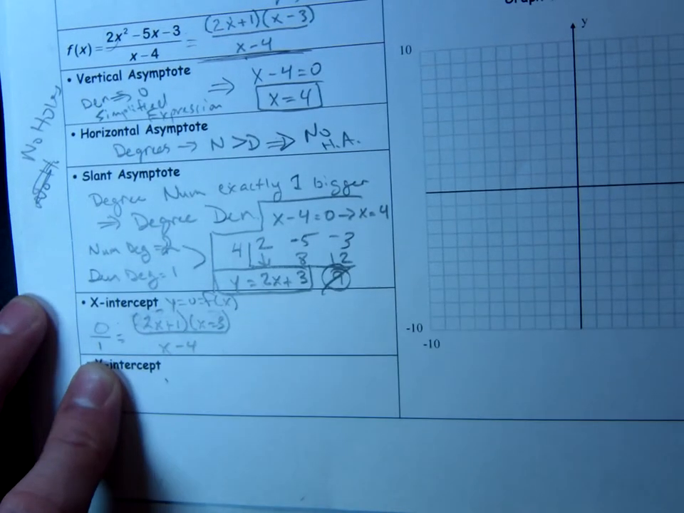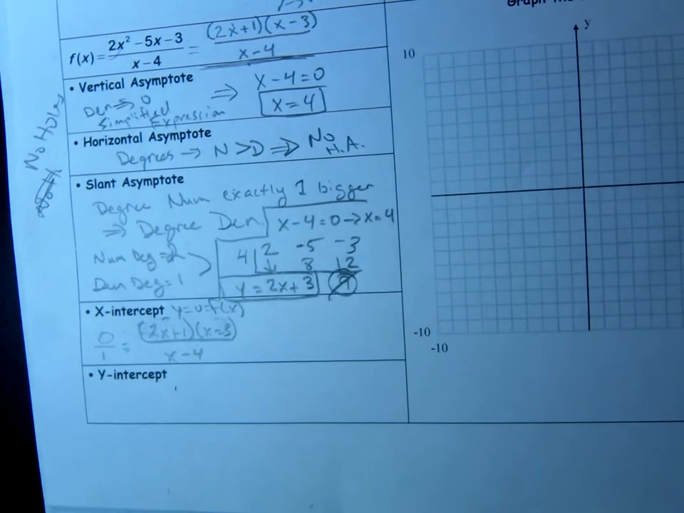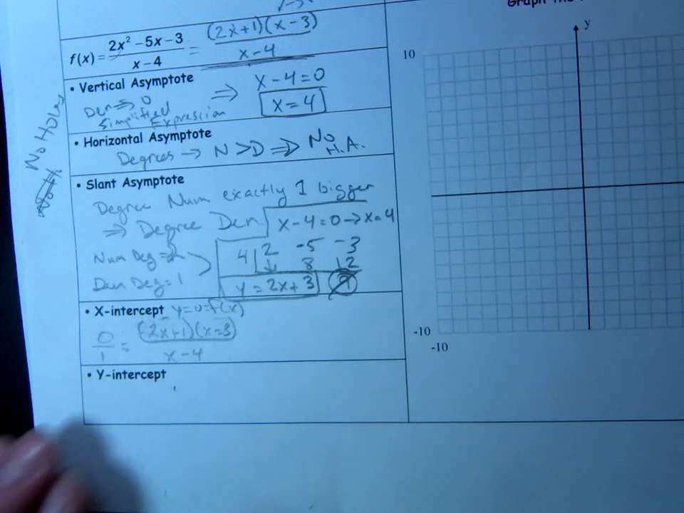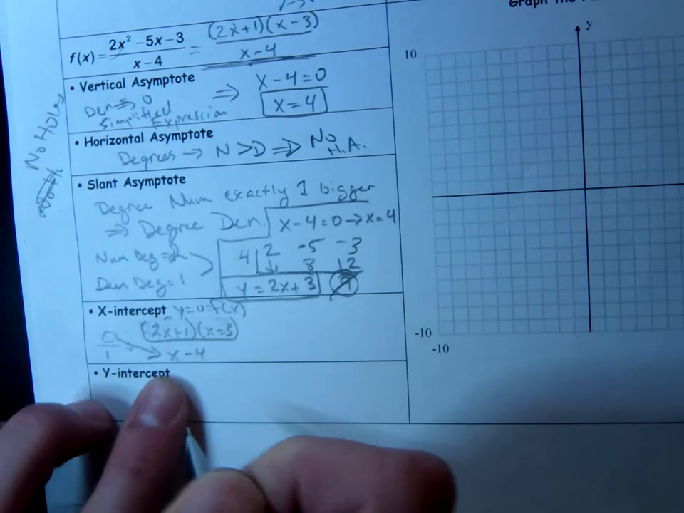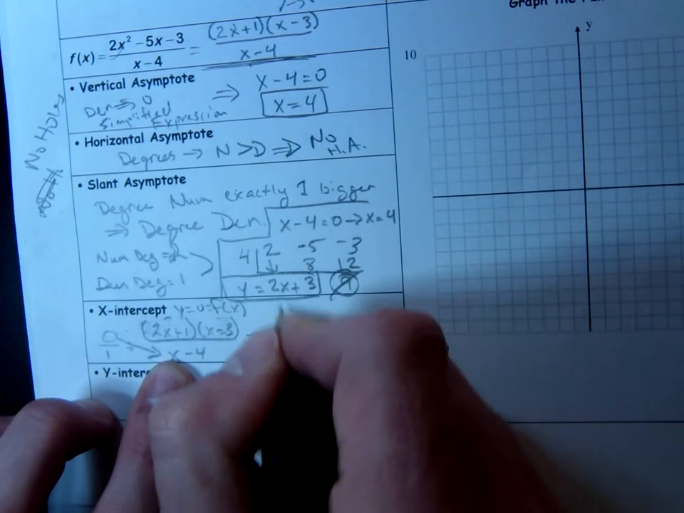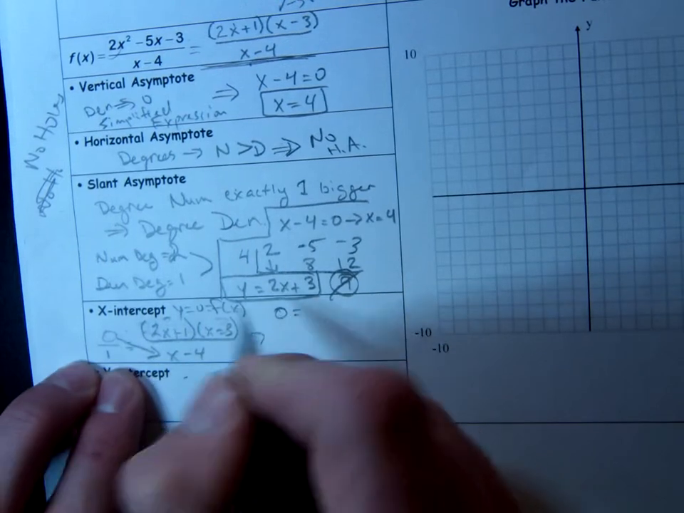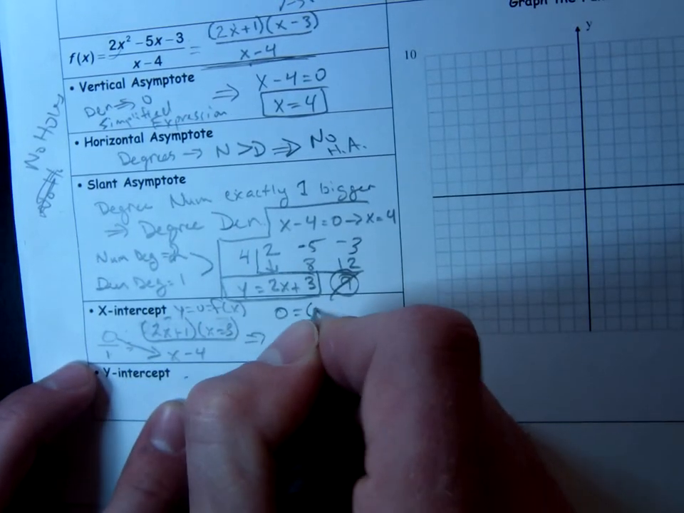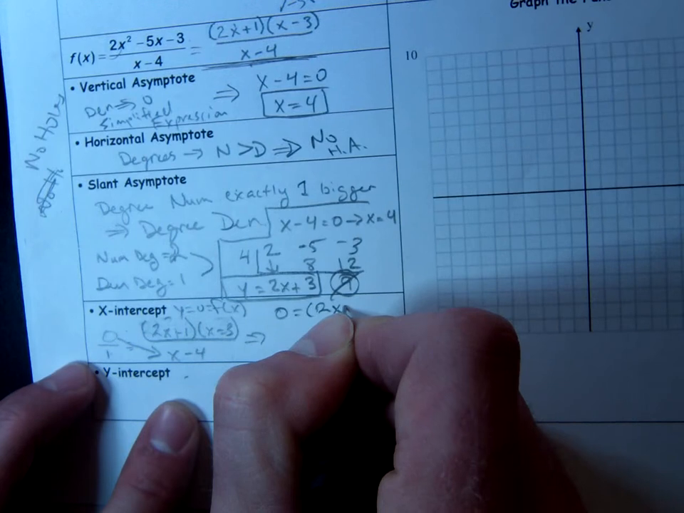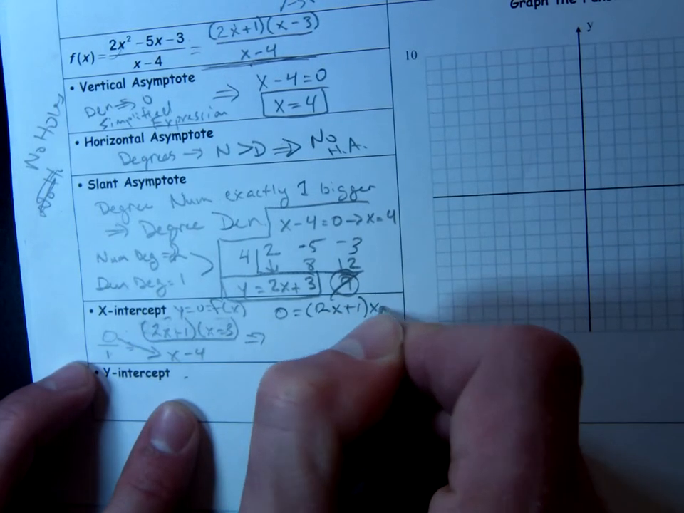Now we've set up a proportion. To solve a proportion, you use a cross product, and those cross products are equal. 0 times this is just 0, and that is equal to 1 times 2x plus 1 times x minus 3.